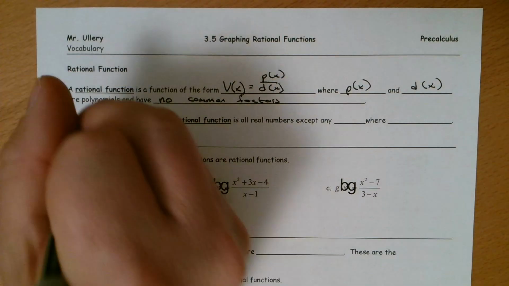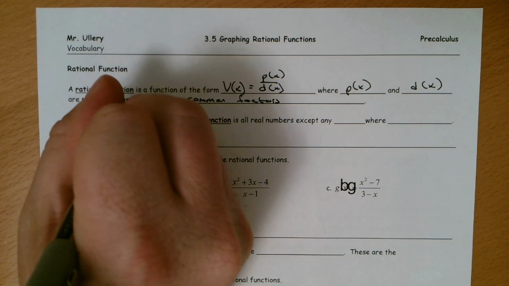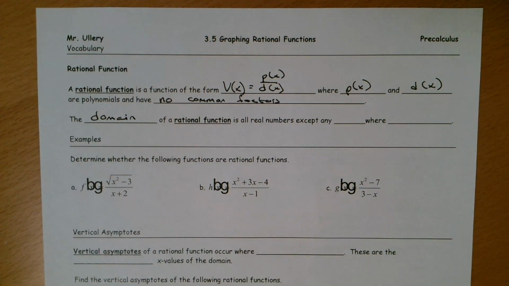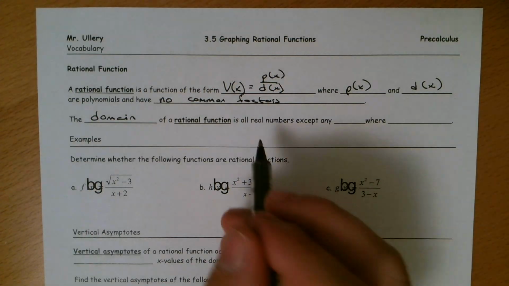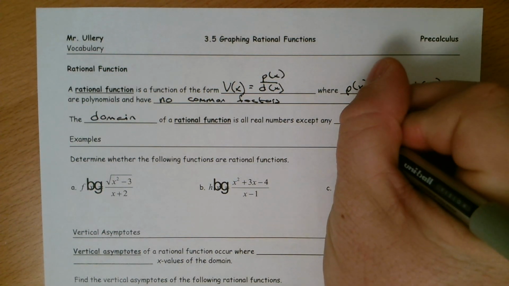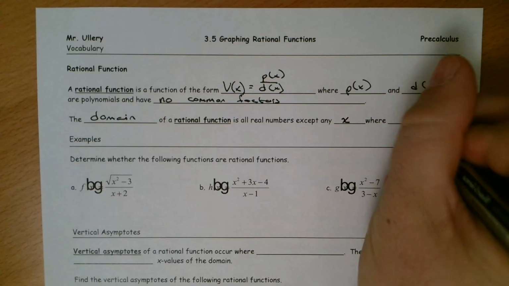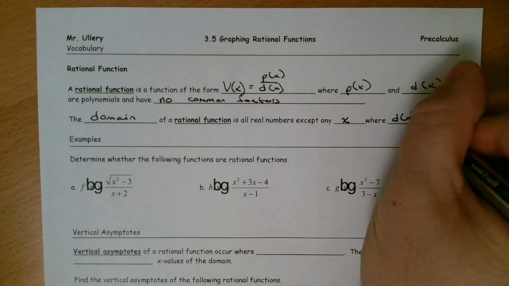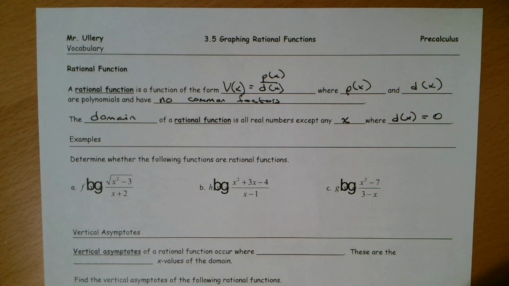Recall that the domain of a rational function, or a fraction, is always all real numbers except any x where the denominator is equal to 0. So we can't divide by 0. Remember that.